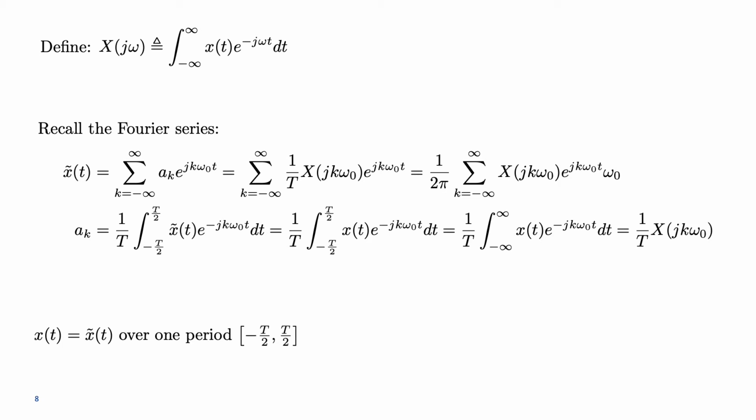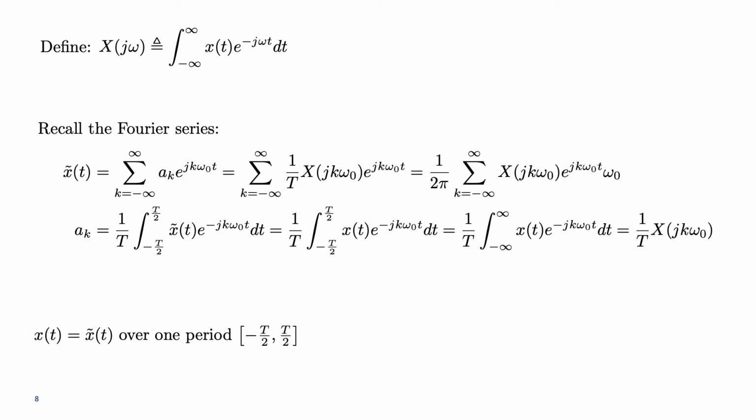So now I'm substituting 1 over T x of jk omega 0 in place of a_k. Okay, so I obtain the sum of 1 over T x of jk omega 0 e to the jk omega 0 t. And this can be equivalently written in a different way by noticing the relationship between T and omega 0, right? We always recall that omega 0 is 2 pi over the period. So here we just rewrote the expression in a different way.